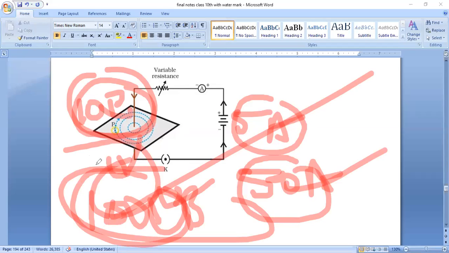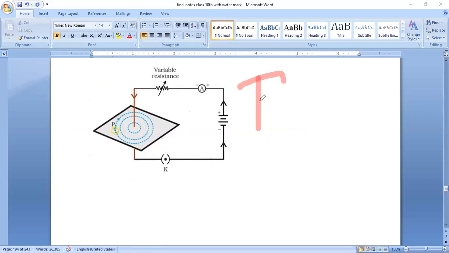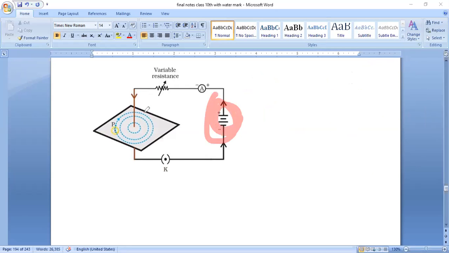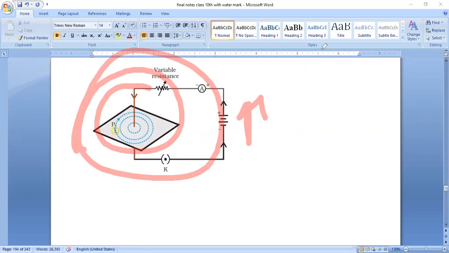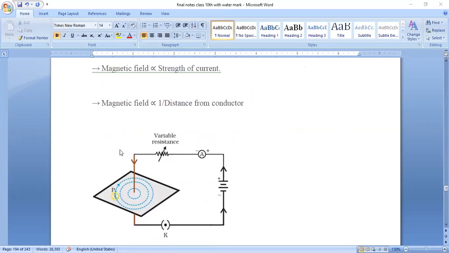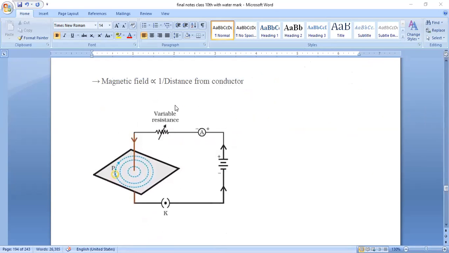The strength of magnetic field is directly proportional to the strength of current. Understood? If you reduce the strength of current, then the magnetic field strength will also reduce. If you increase the strength of current, then the magnetic field strength will also increase. They both are directly proportional. Please remember. So next, magnetic field is inversely proportional to the distance from the conductor.